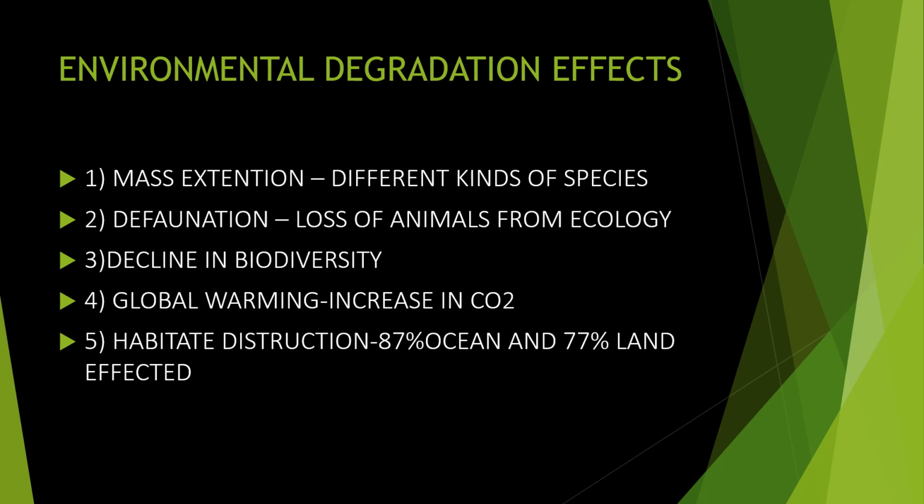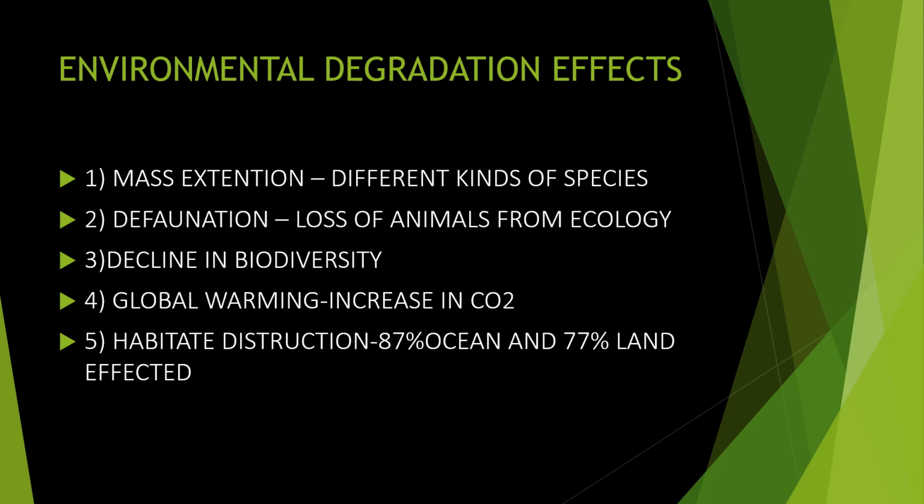Next is environmental degradation effects. When the environment degrades, what all things will happen? First one is mass extinction. We have heard about a lot of species going extinct from our earth. So mass extinction will happen when environmental degradation happens. We know that there is a food web, a food chain, and all these things will break down, and some kinds of species will die out and become extinct. So that is known as mass extinction.